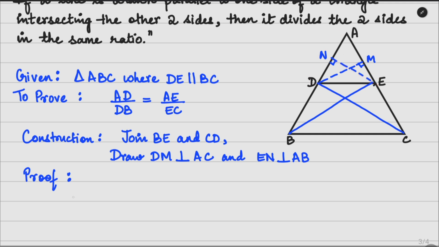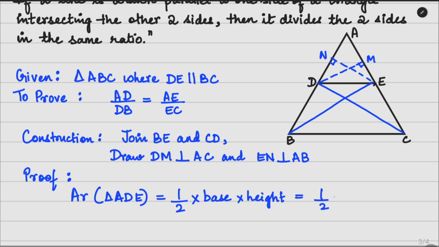So area of triangle ADE equal to half into base into height. What is the base of ADE? I am just going to write half into AD is the base and the height is nothing but your EN. EN is the height.